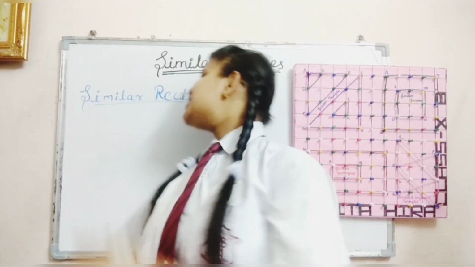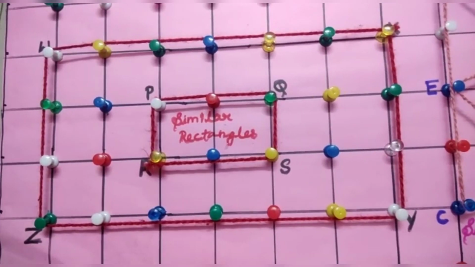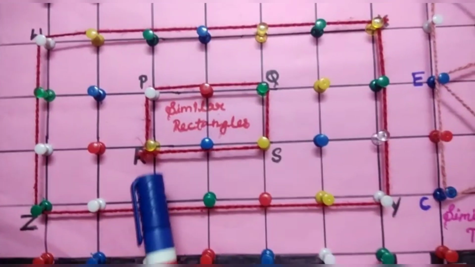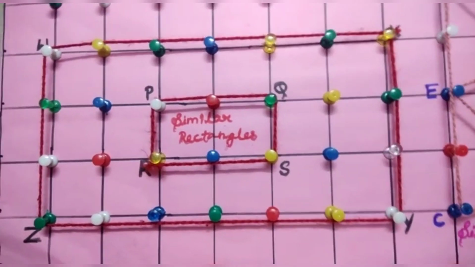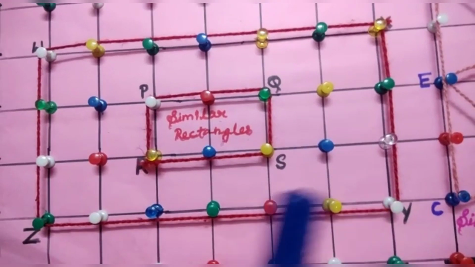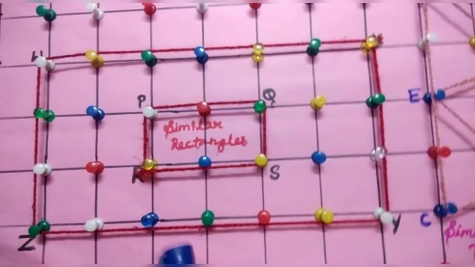Next, let us see similar rectangles. All the rectangles are not similar. They are similar only if their corresponding sides are proportional. So let us see with the help of geoboard. This is an example of similar rectangles. We can see that all the angles of rectangle are equal, that is 90 degree, and its sides are also proportional. Here RS upon ZY will be 2/6, that is 1/3. So both the lengths are proportional.